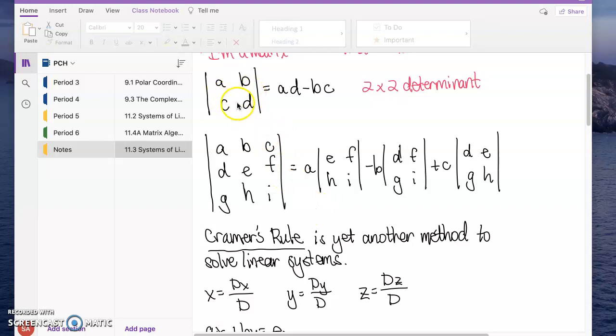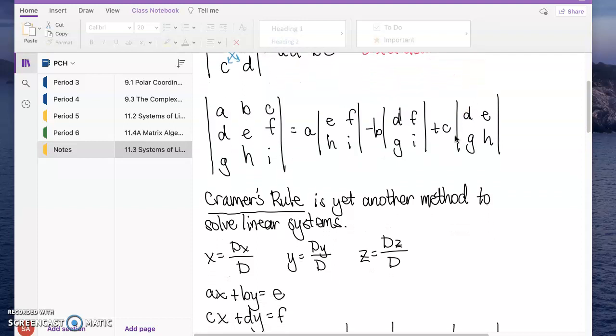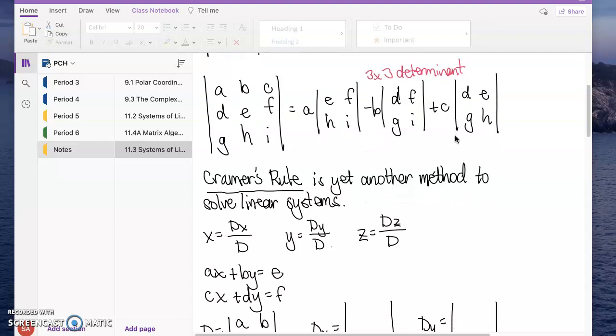So here's what the determinant is. For a 2 by 2 matrix, we crisscross applesauce. Oh, I forgot to turn my pen on. So we multiply A times D, and then we subtract B times C. That's for a 2 by 2 determinant. And for a 3 by 3 determinant, which I didn't write, this is a 3 by 3, it's a little bit more involved.